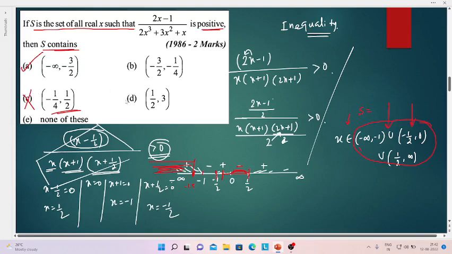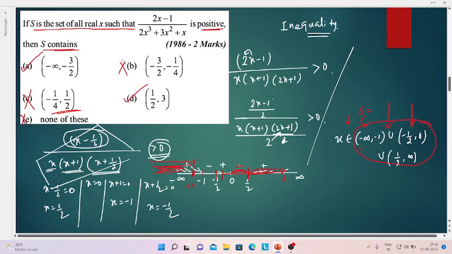And in the case of D, here you can see 1 by 2 to, suppose, 3 is there, right? So 1 by 2 to 3 contains only positive values, and that is contained in the set S. So D will be the correct option. So A and D will be the correct options, but B, C, and E are not correct options, right? So this is also a very important question which you have to understand, right?